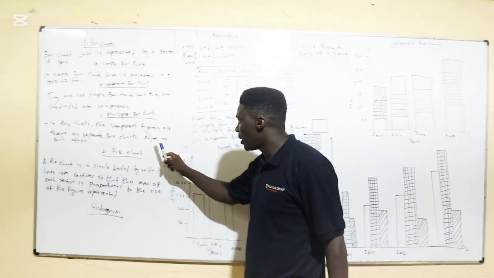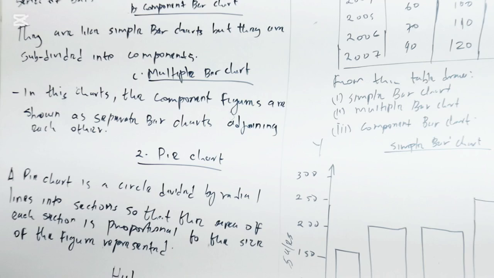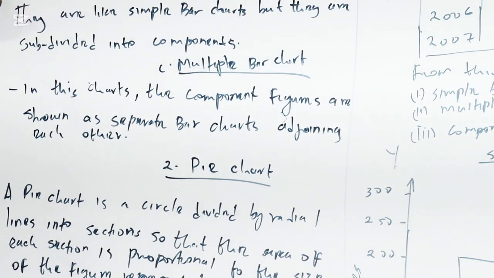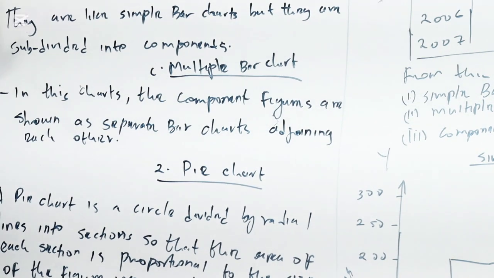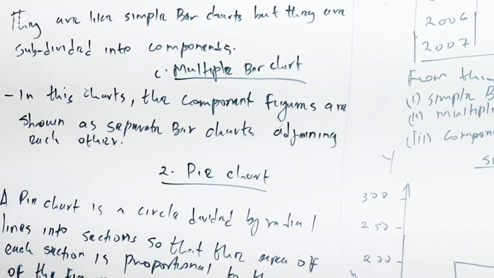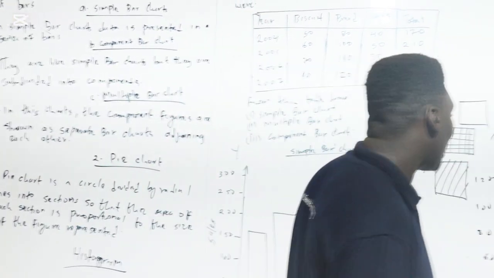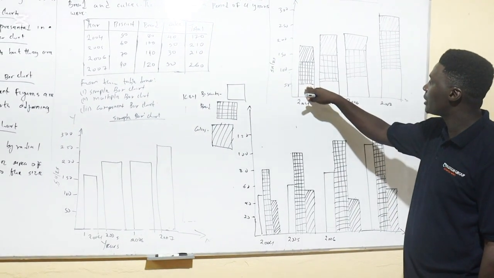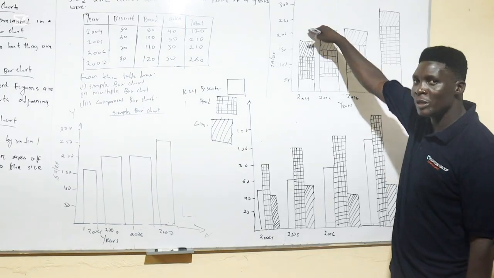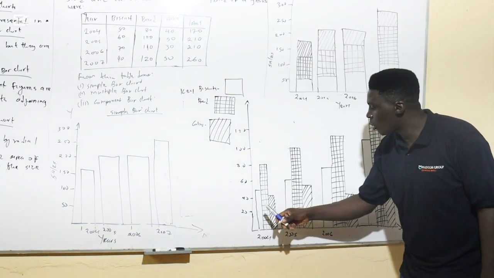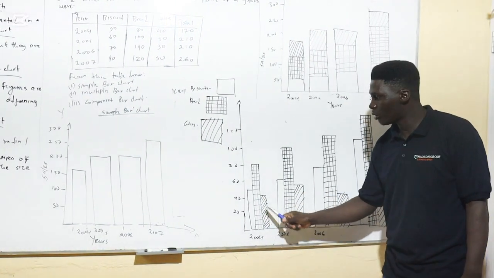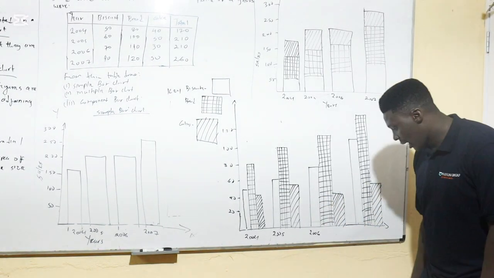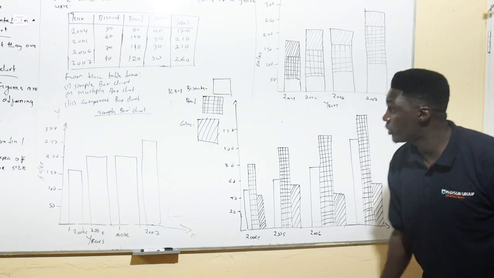Then we have multiple bar charts. In this chart, the component figures are shown as separate bars, bar charts adjoining each other. So with multiple bar charts, we separate each one of them. Unlike the component bar chart, where all the components are in the same bar, with multiple bar charts each bar will be on its own. So this is an example of what? A multiple bar chart. I'll explain further when I'll be doing one question.